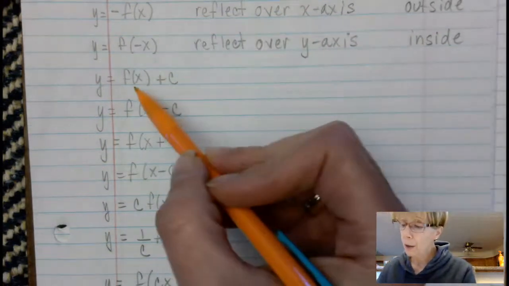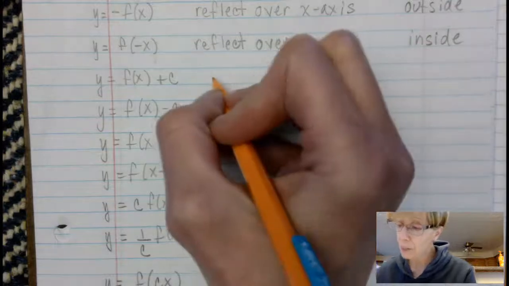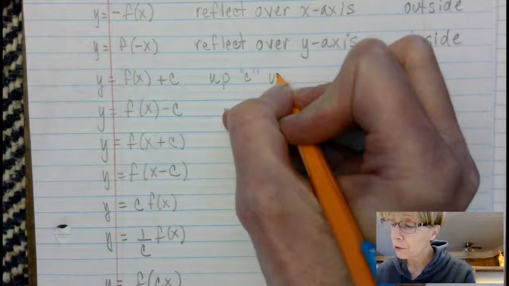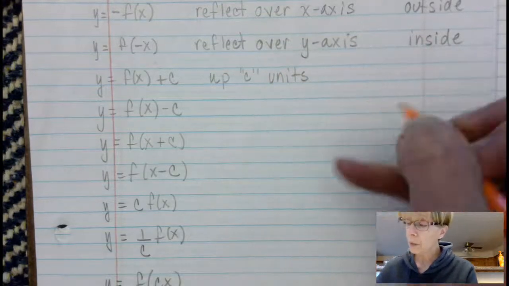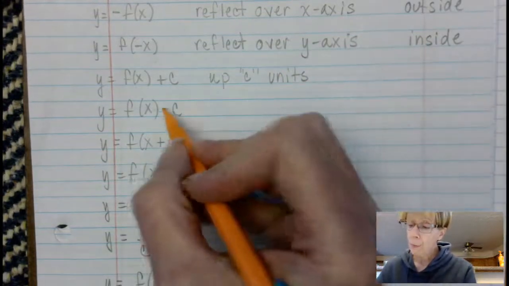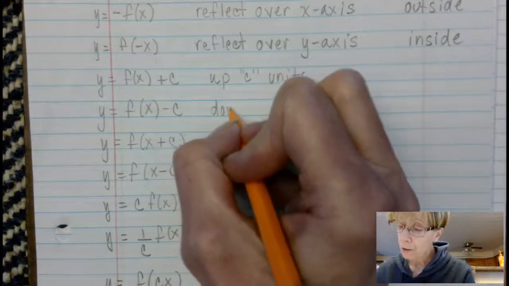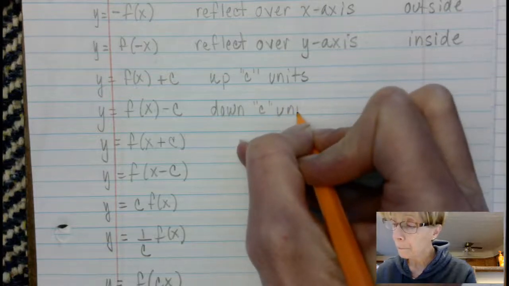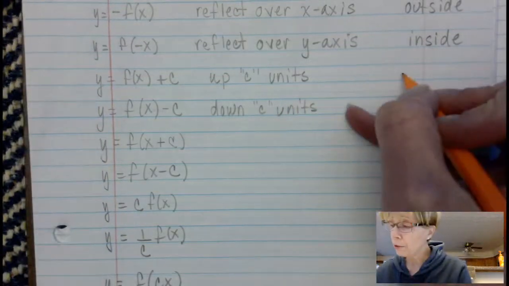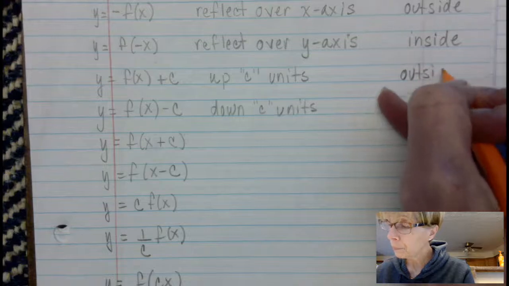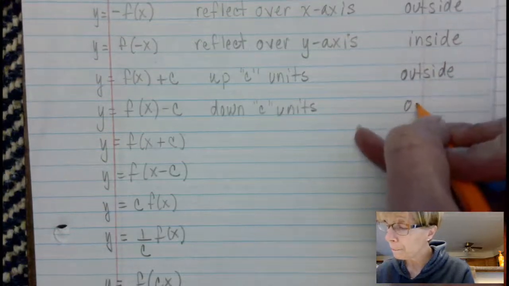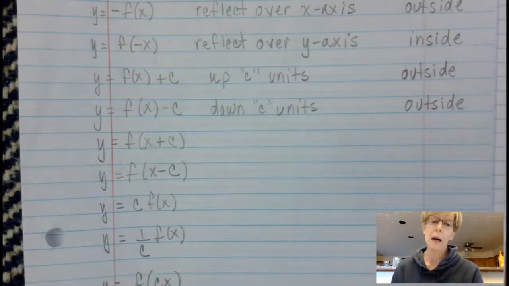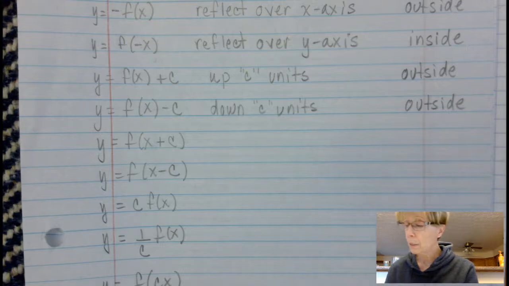In contrast, we have x plus c. The plus c is inside the function. And if you experiment around with that a little bit, what you'll find is that it actually moves our graph left c units. And here, still inside, f of x minus c, we move right c units.